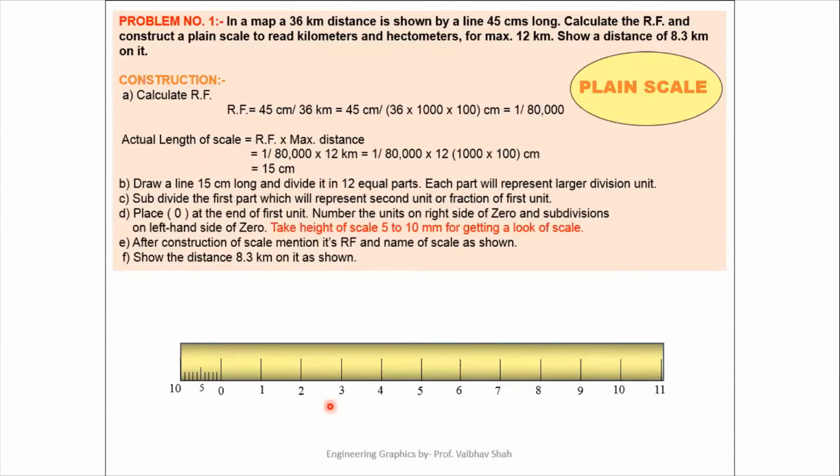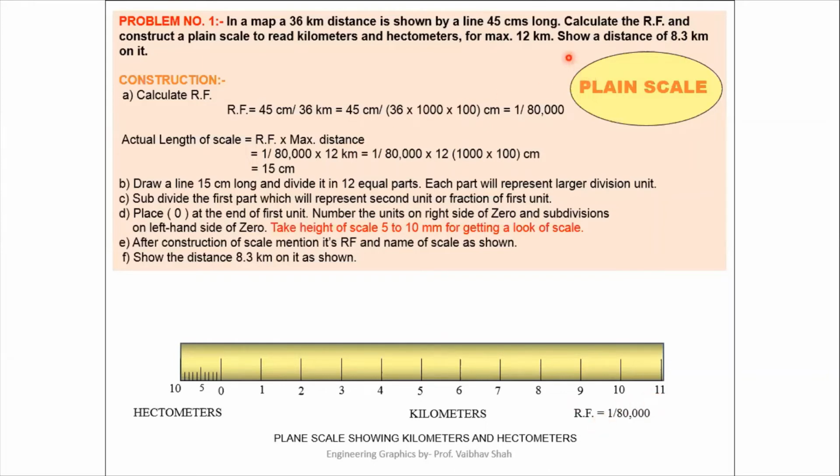So after drawing your scale, you will specify the units. Always try to specify your hectometers just below your secondary unit or subdivision unit. Kilometers you always specify at the midpoint. So 0 to 11, the midpoint would be 5.5. So we will specify kilometer at the midpoint of this primary scale, because it is your primary unit. And after that, represent your RF on the right hand side of your scale, which is the rightmost side of your scale. So this is your scale ready.